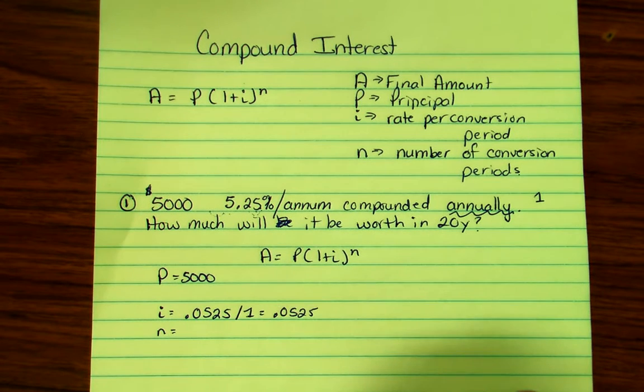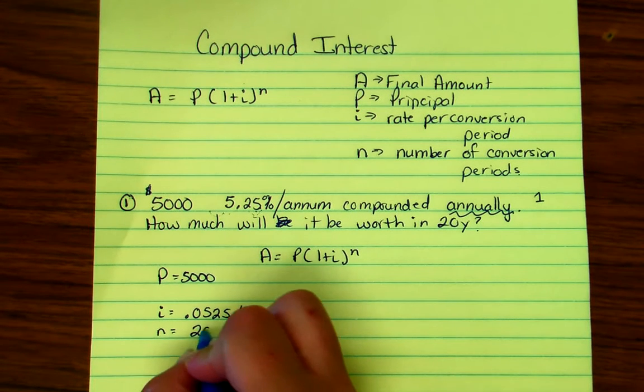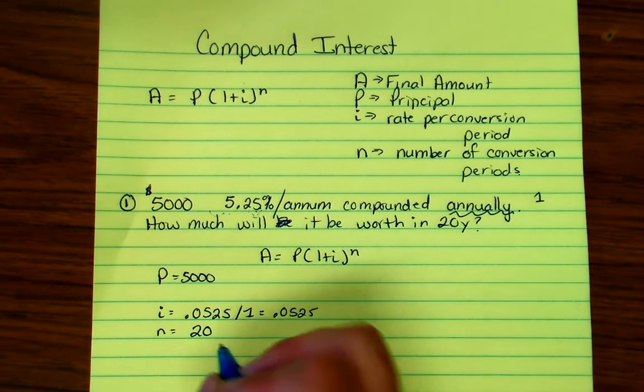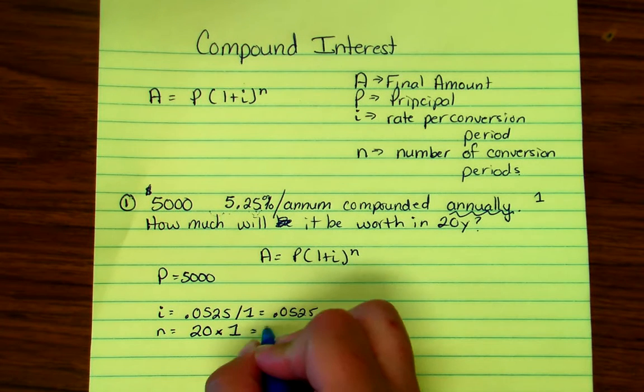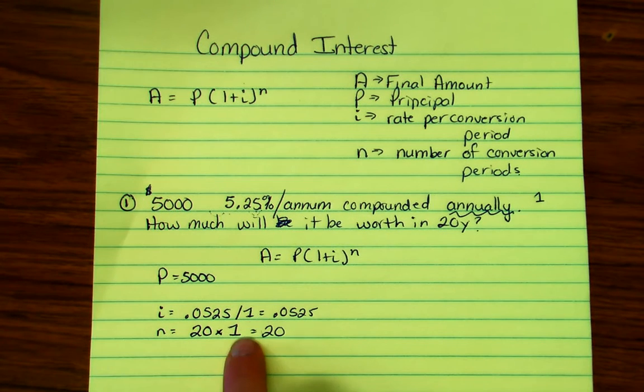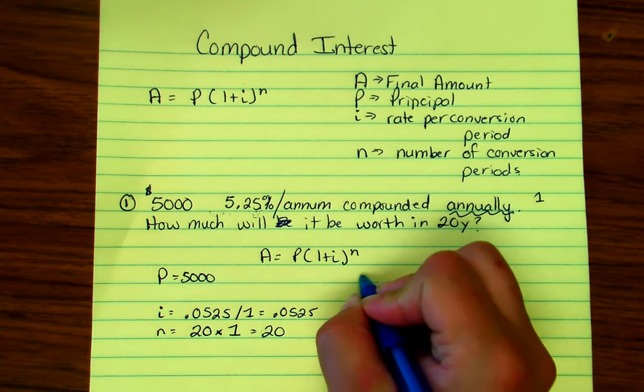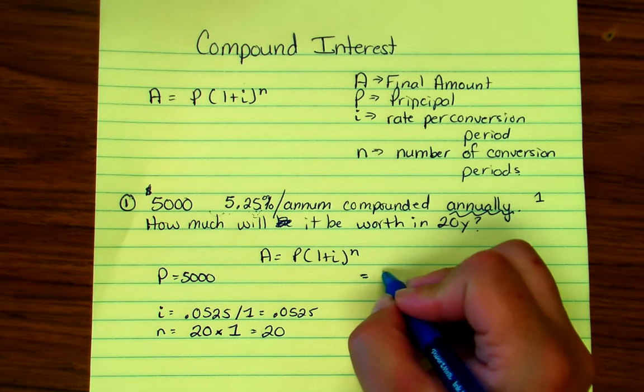N is the total number of conversion periods. The investment goes for 20 years, and it's being converted once a year. Again, with annually, it seems kind of silly to do the divided by 1 and times 1 because it doesn't change. But when we do other time periods, it's going to be the same method where we divide by the number to get our rate per conversion period, and we multiply our time by the number to get our exponent n. So now I'm going to come back over here and just fill in everything into the formula.